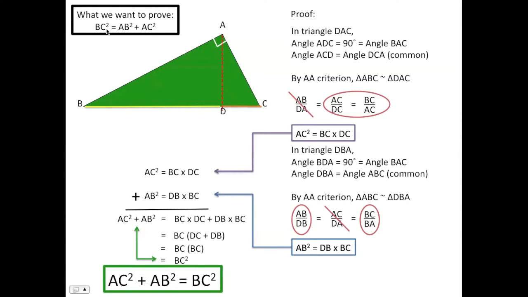The only difference is that the BC appeared on this side of the equal sign, and here the BC ended up on this side of the equal sign. But that, of course, is the exact same thing. And thus we have proven the Pythagorean theorem using similar triangles.